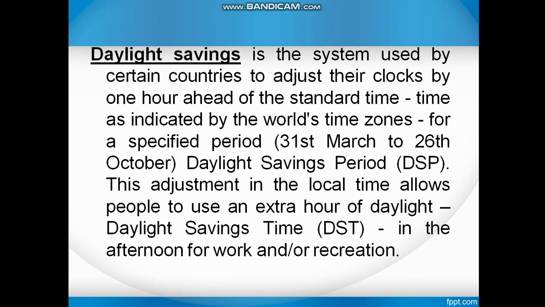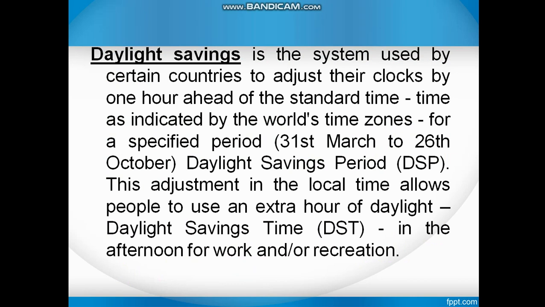So we're going on to the last section, or the last subtopic for today, which is daylight saving. Daylight saving is a system used by certain countries to adjust their clocks by one hour ahead of the standard time, as indicated by the world time zones, for a specific period, from the 31st of March to the 26th of October. This adjustment in local time allows people to use an extra hour of daylight in the afternoon for work or recreation.